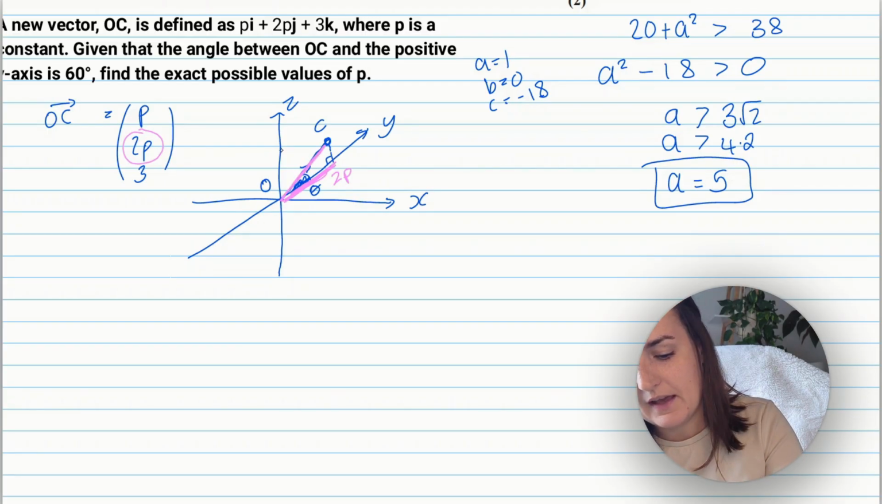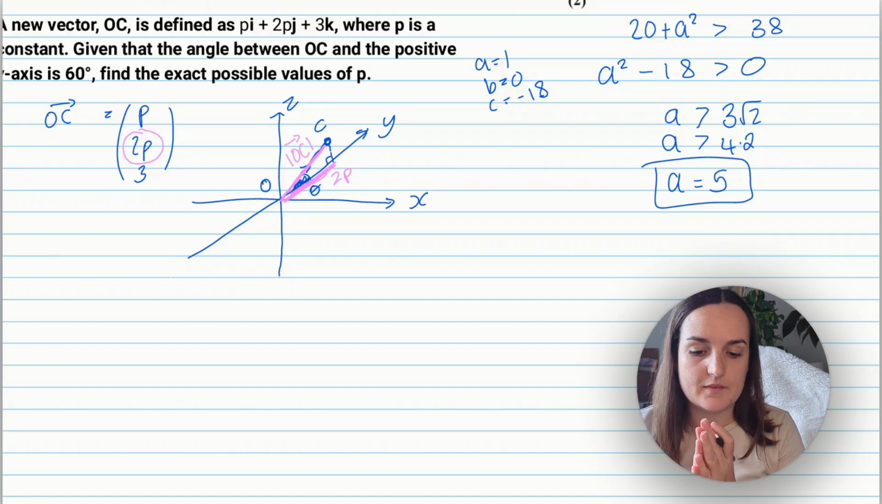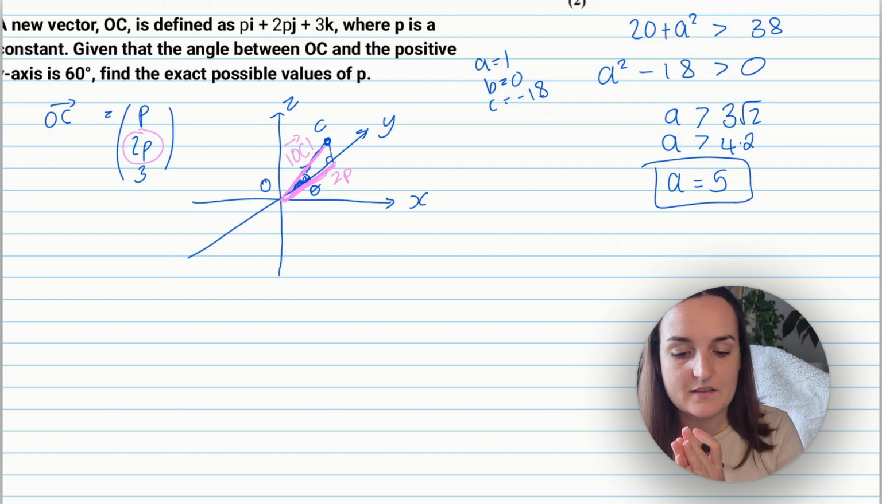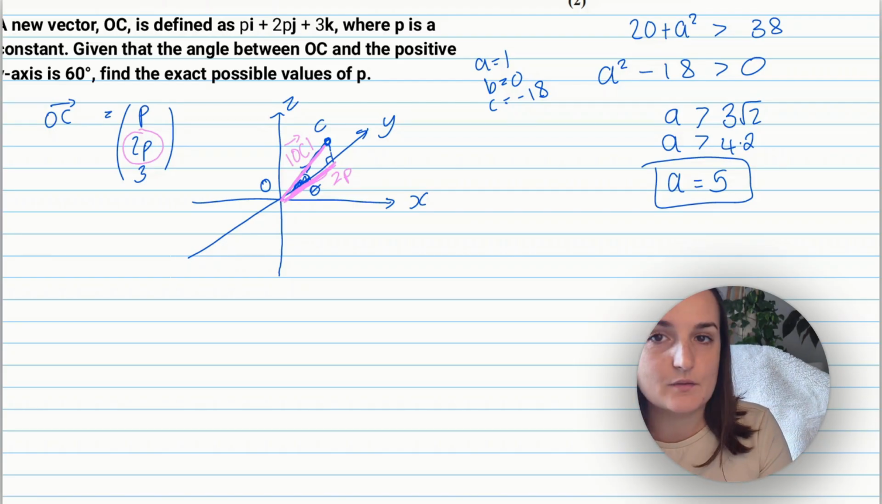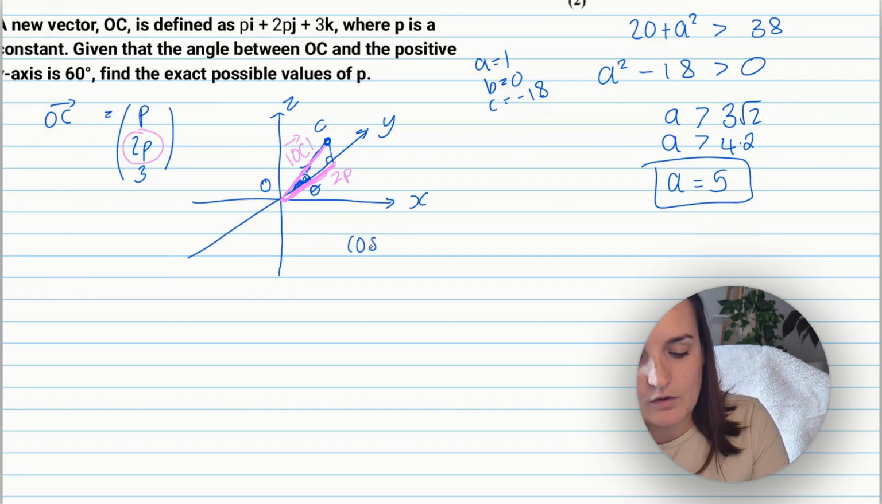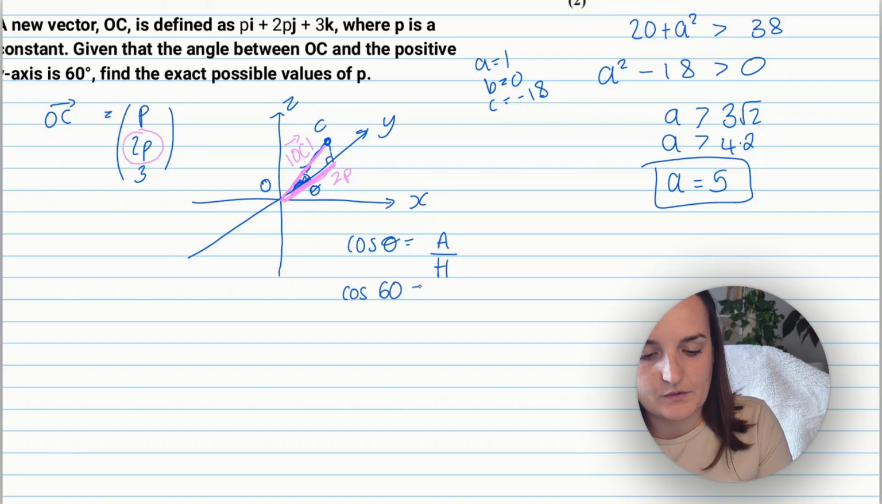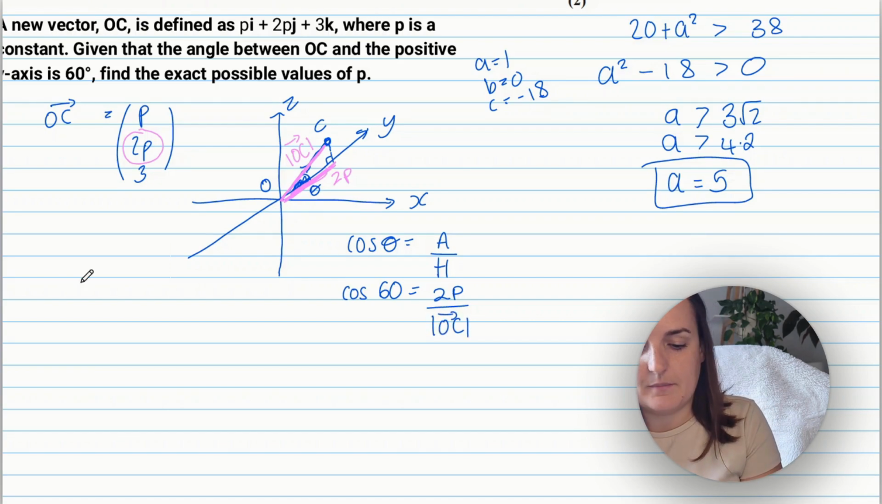So this part here is 2P, and this part here is the other part of this triangle that we know, and that is the magnitude of OC. So we do know 2 parts of that triangle. We don't know all of it, but that's enough for what we're doing. So this is a right angle triangle, so you're just using SOHCAHTOA. So we're going to be doing here cos theta equals A over H. So we've got cos 60 equals our adjacent is 2P. Our H is the magnitude of OC. So clearly we need to find the magnitude of OC here.